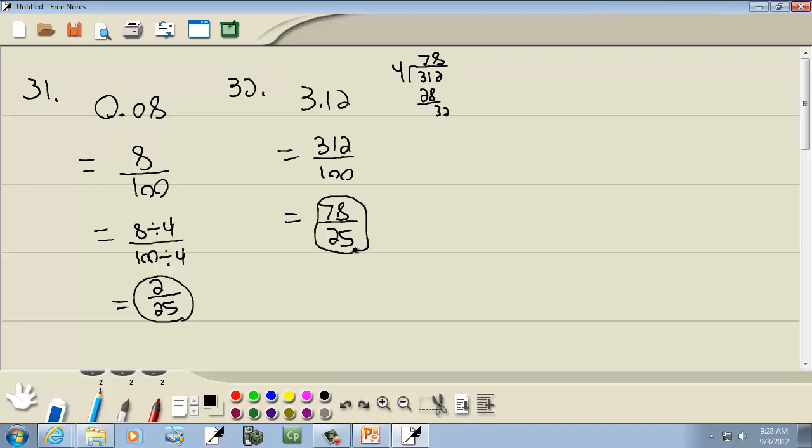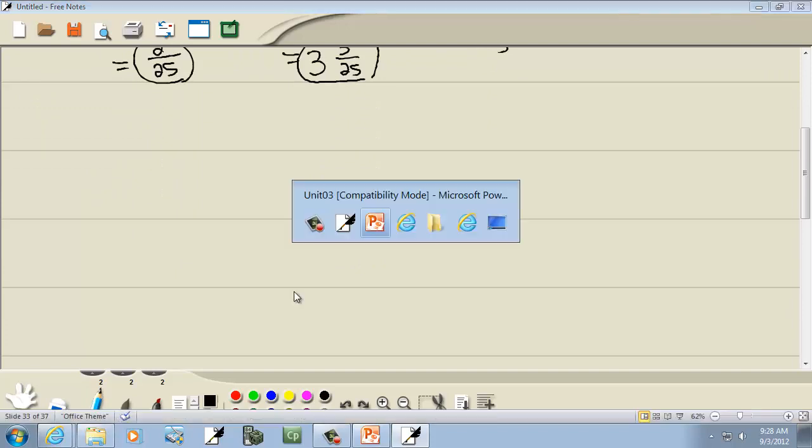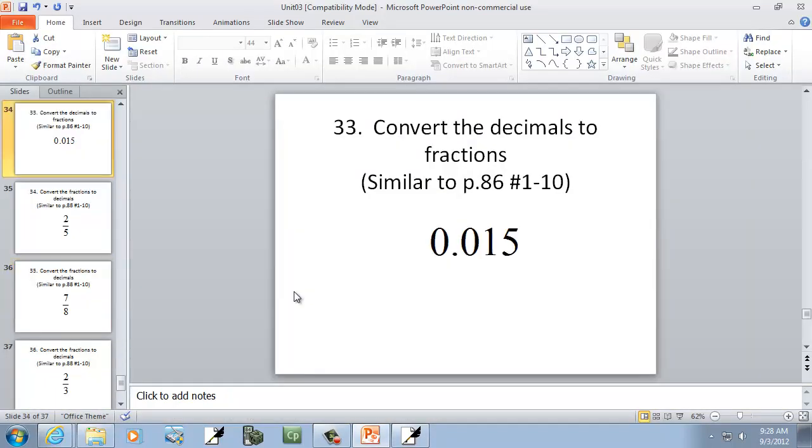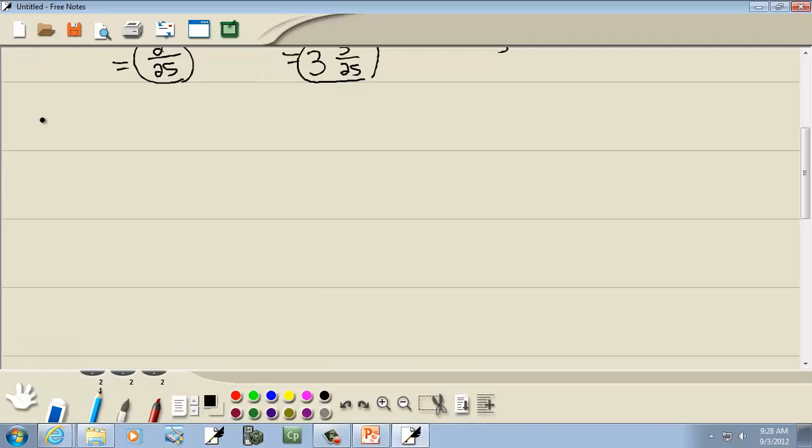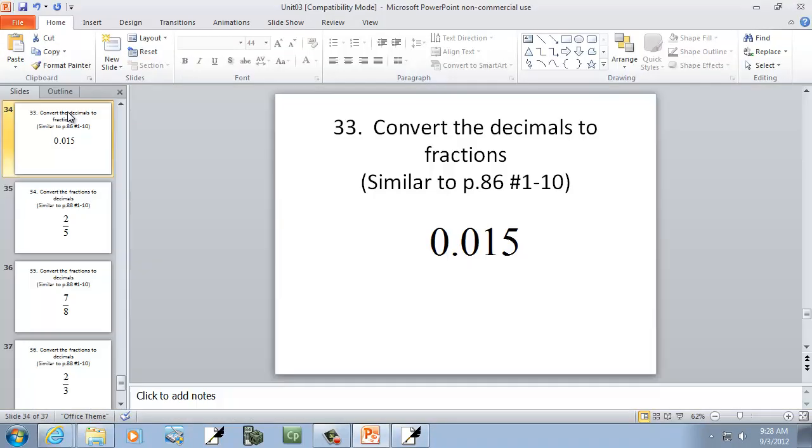Depends upon instructions. If they want us to leave it in improper fraction form, then that's our answer. If they want us to convert it to a mixed number, 25 goes in 78 3 times, so it gives me 75 with the remainder of 3. So we'd have 3 and 3/25ths. So again, it depends upon your instructions, what they're wanting. I can't give you a general rule. You just have to read the directions of different problems.